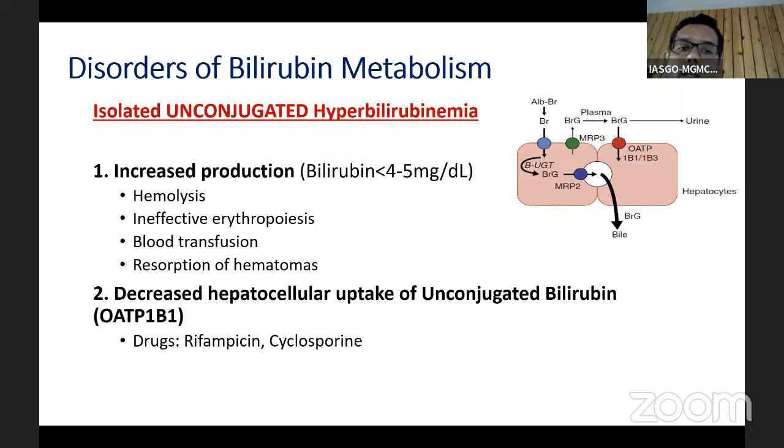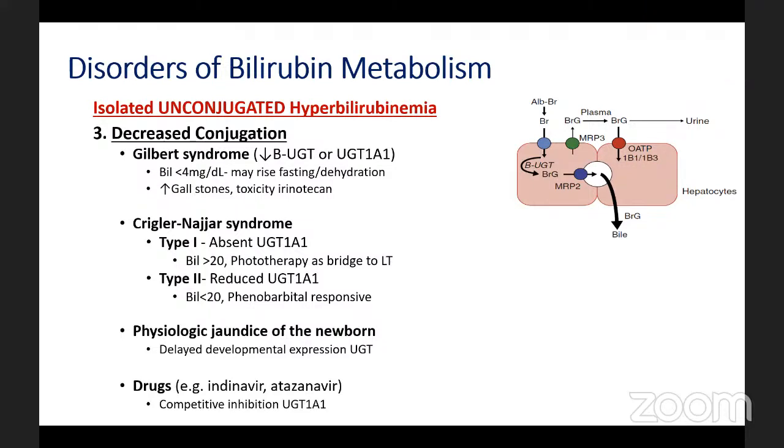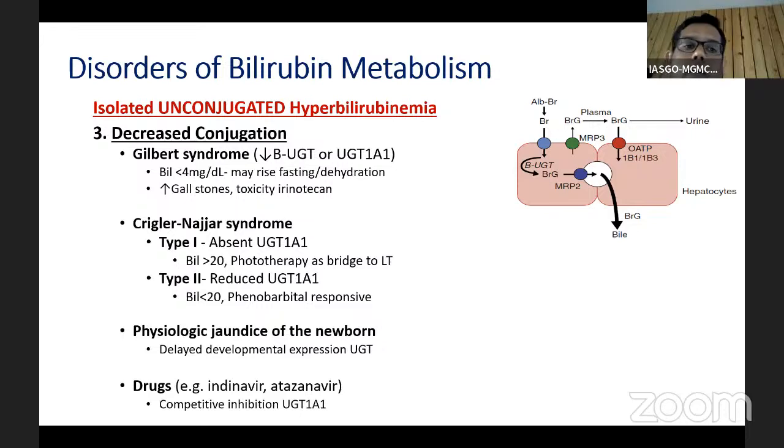Those causing a defect at the level of uptake include rifampicin and cyclosporin, which competitively inhibit the OATP receptor. The third reason being decreased conjugation. This includes all the defects at UGT, that is uridine diphosphate glucuronosyltransferase enzyme, and the gene associated, that is UGT1A1.